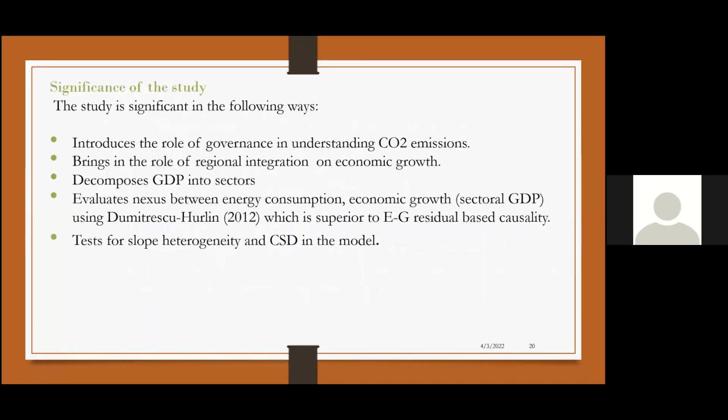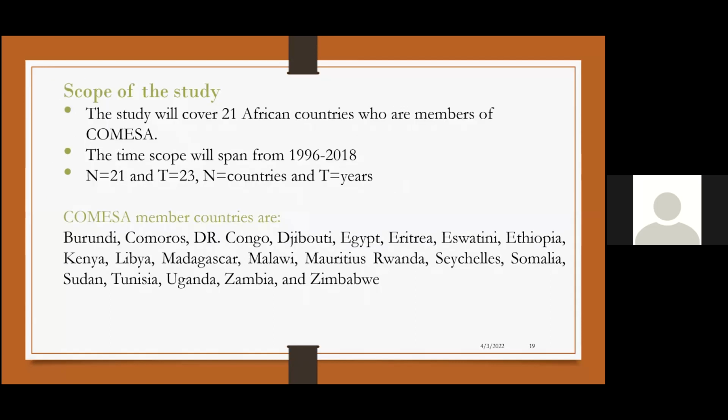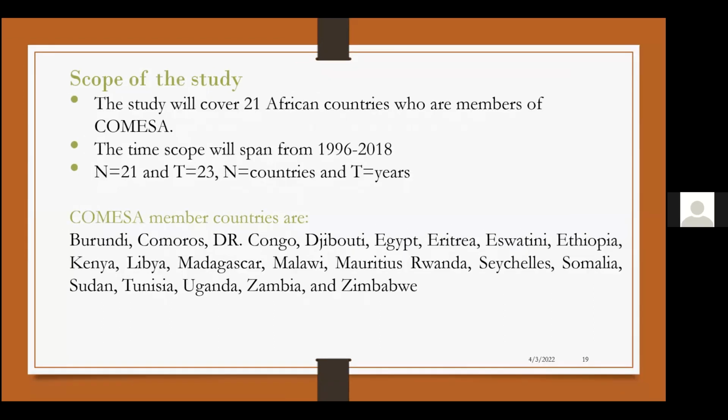Of the study, the scope is that the study will cover 21 African countries who are members of COMESA. The time scope will stand from 2018. This period allows us to study everything, and all the variables will be in place. And if the estimation allows, maybe we can expand it from 2018 to 2019, but that is subject to data availability. The number of countries, N, is 21, T is the number of periods, which is 23, where N are the countries and T are the years.